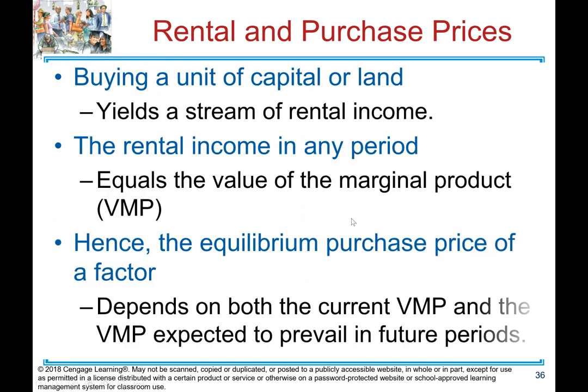Rental and purchase prices. Buying a unit of capital or land yields a stream of rental income. The rental income in any period equals the value of the marginal product. Hence, the equilibrium purchase price of a factor depends on both the current VMP and the VMP expected to prevail in future periods.